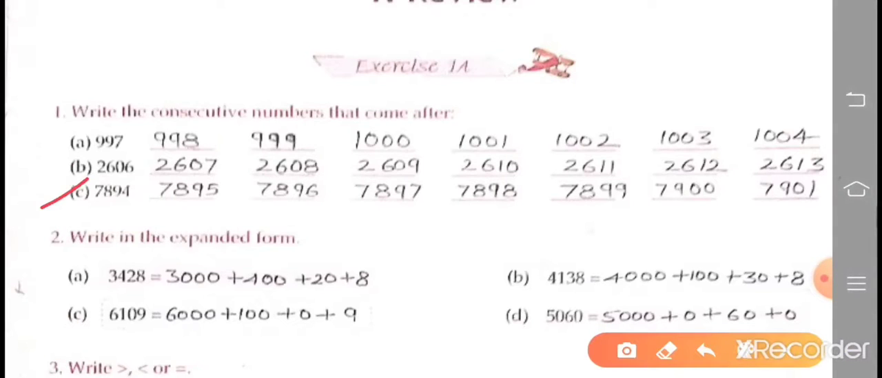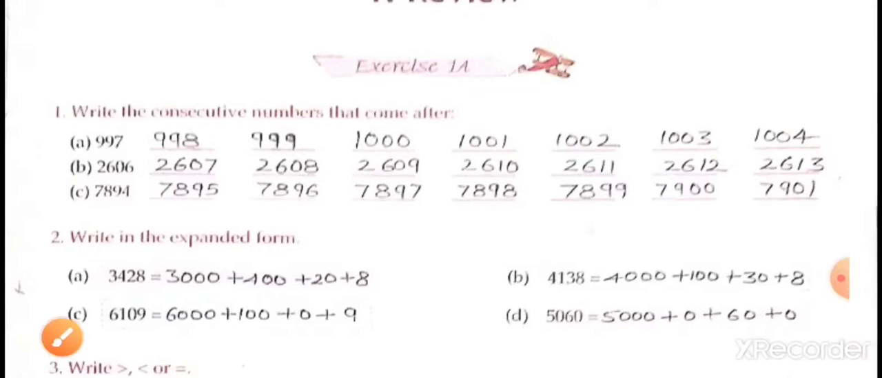Okay, now the C part, 7894. After this 7895, then 7896, then 7897, then 7898, 7899, then 7900. Okay, so look carefully, 7900 and after it 7901. So this is your question number 1.